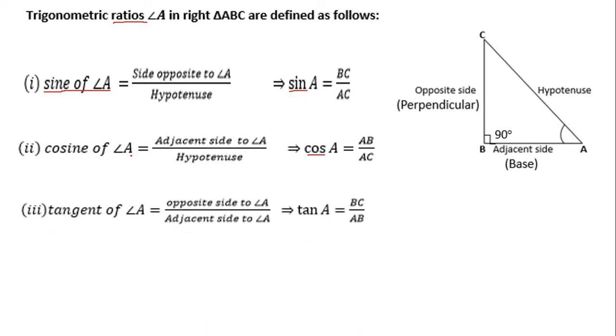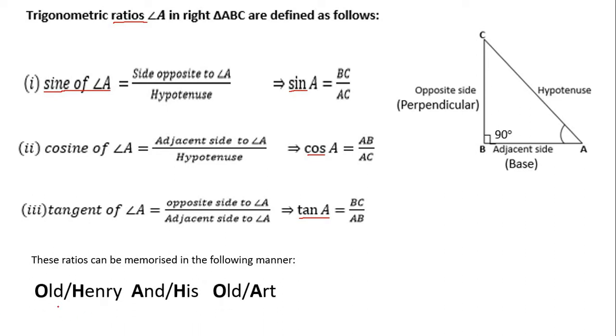Next I would define tangent of angle A. Tangent of angle A is a T ratio which is equal to the opposite side of angle A divided by the adjacent side of angle A. So for angle A, the opposite side is BC and the adjacent side is AB. So we define tangent of angle A as BC by AB and we write it tan A. Tan is the abbreviation for the T ratio tangent of angle A.